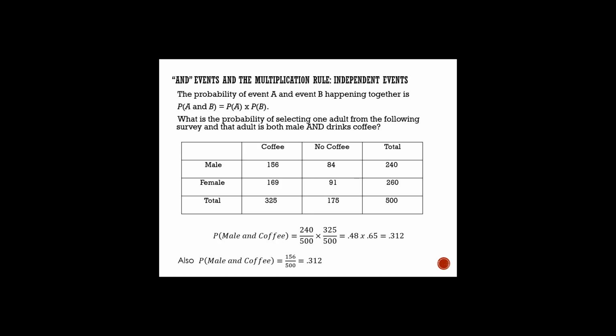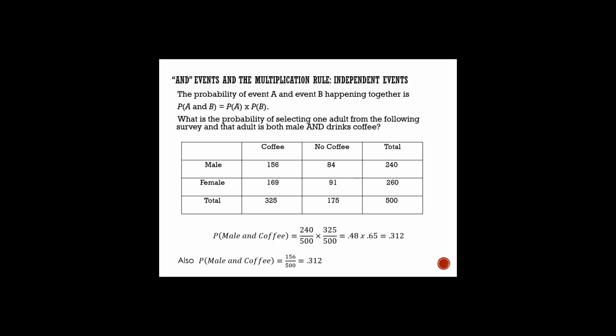Now, think about it with this table. What's the probability that I select one person from this group of 500, and that person is both male and likes coffee, drinks coffee? Well, what's the probability of male? The probability of male is a marginal probability, isn't it? 240 over 500. And what's the probability that somebody likes coffee? Another marginal probability, which is 325 over 500. So I take those two and multiply them together, and I would come up with the number 0.312 or 31.2%.